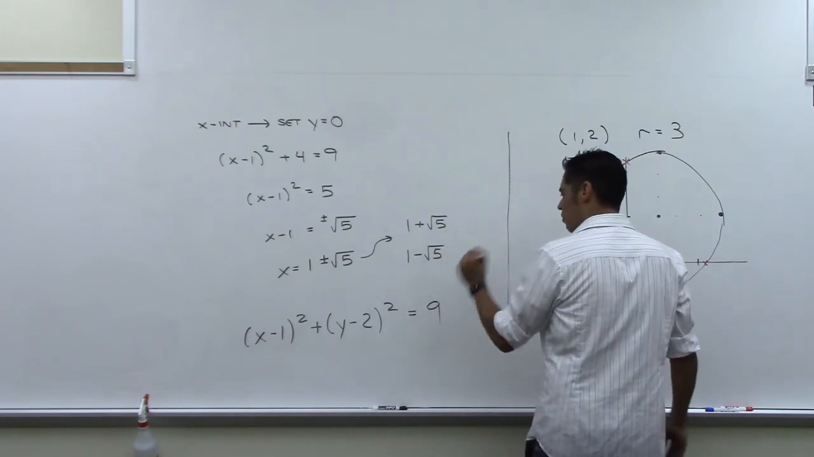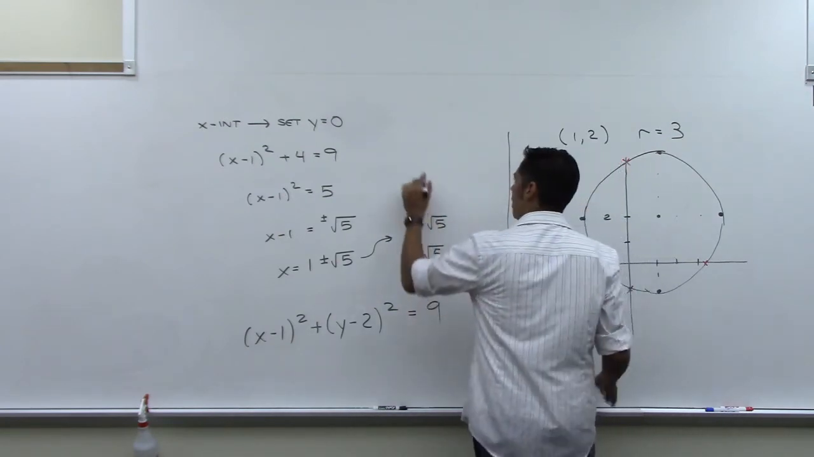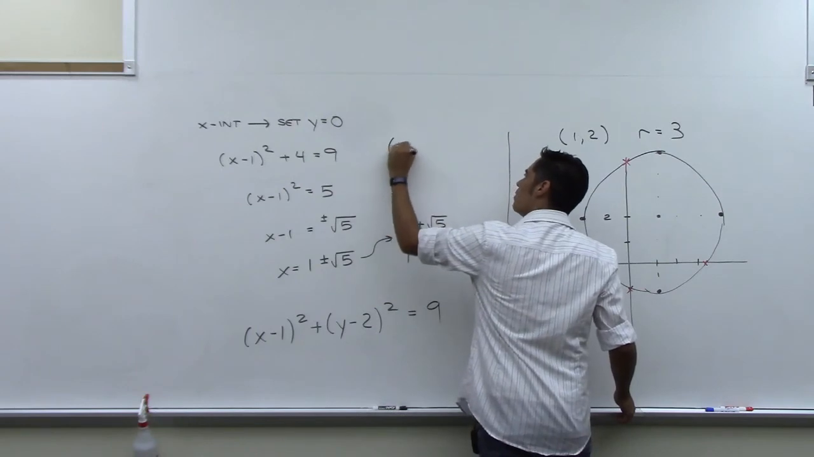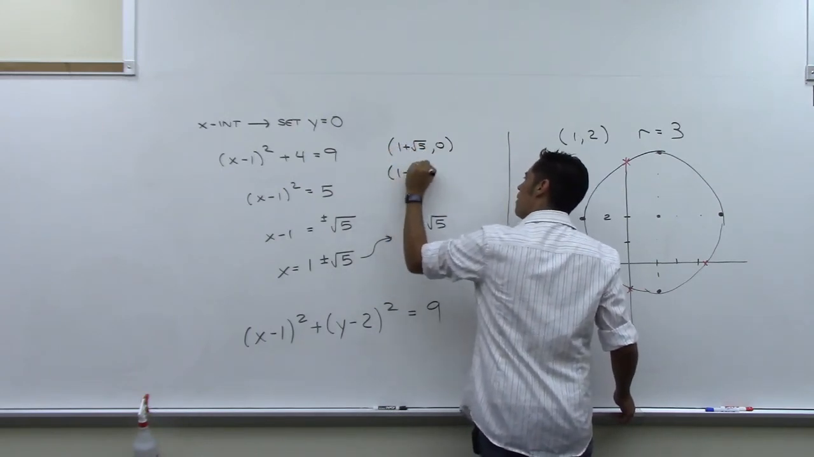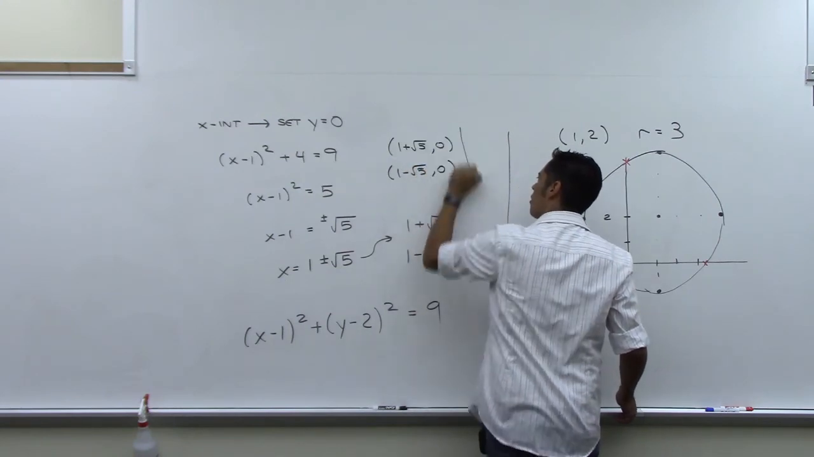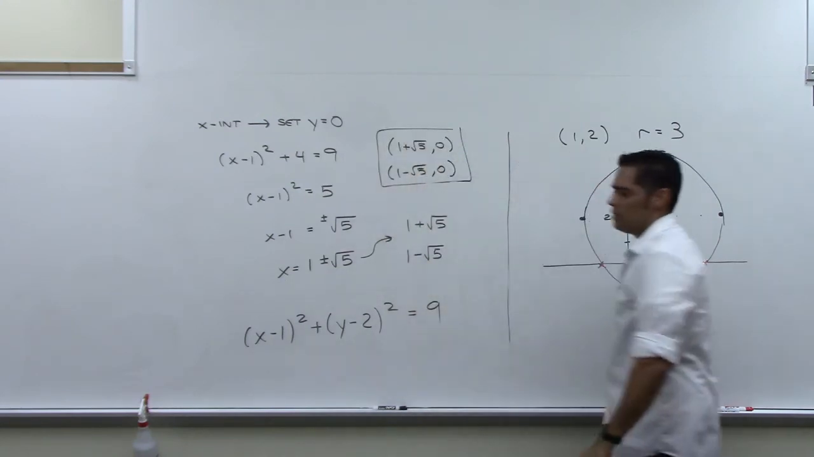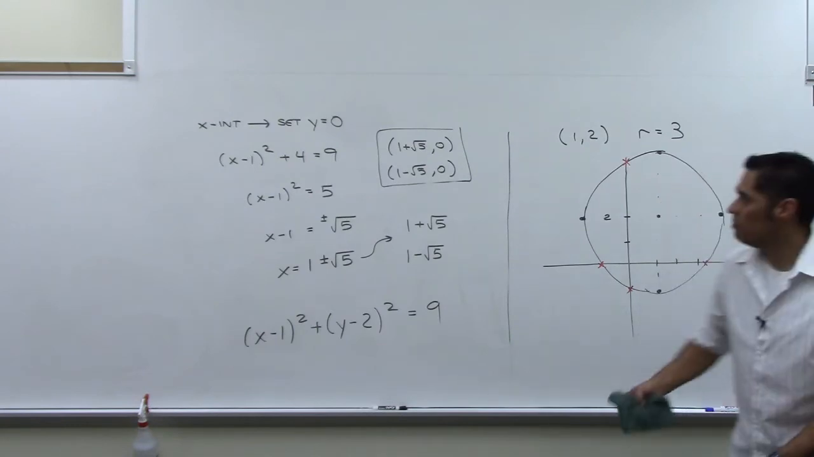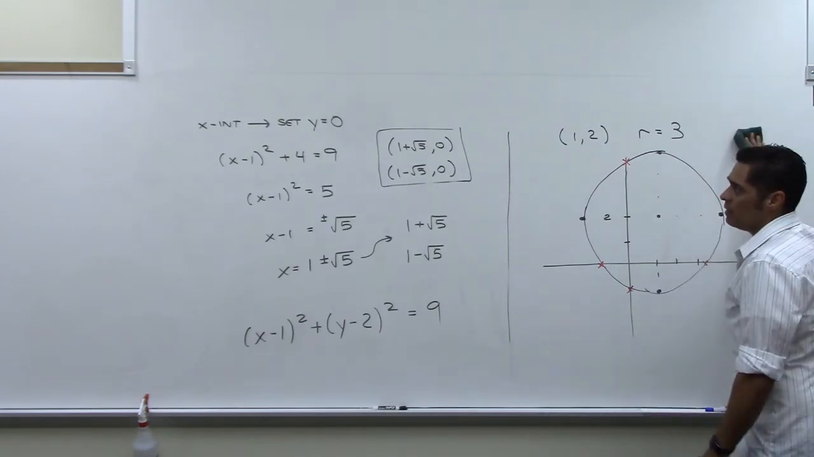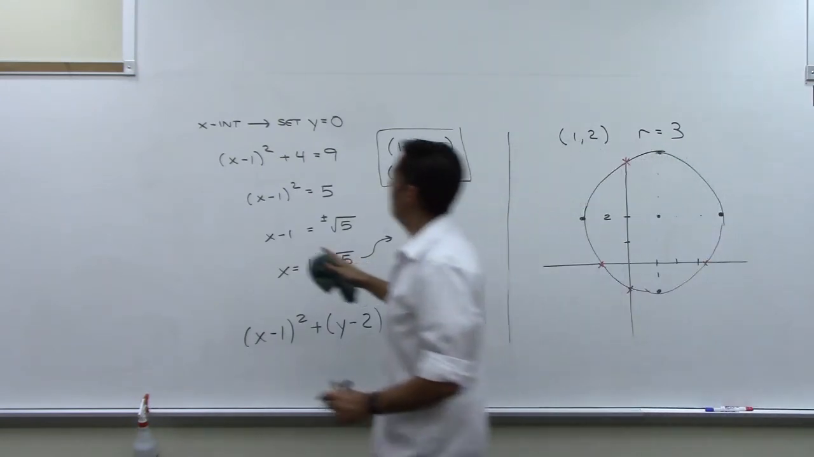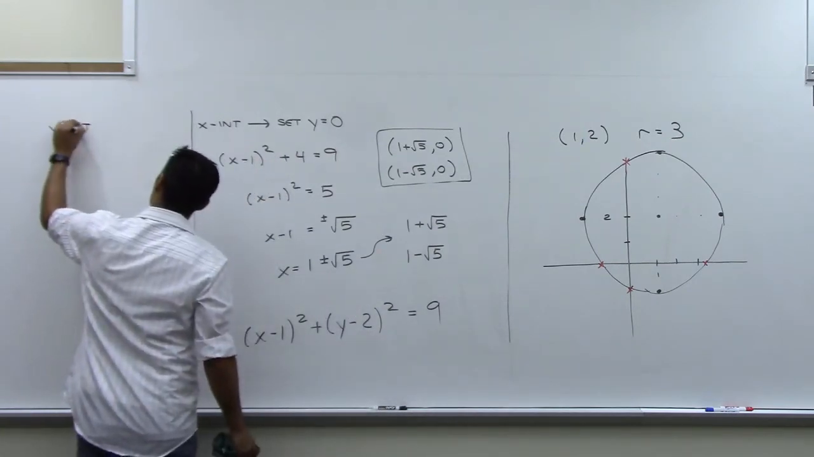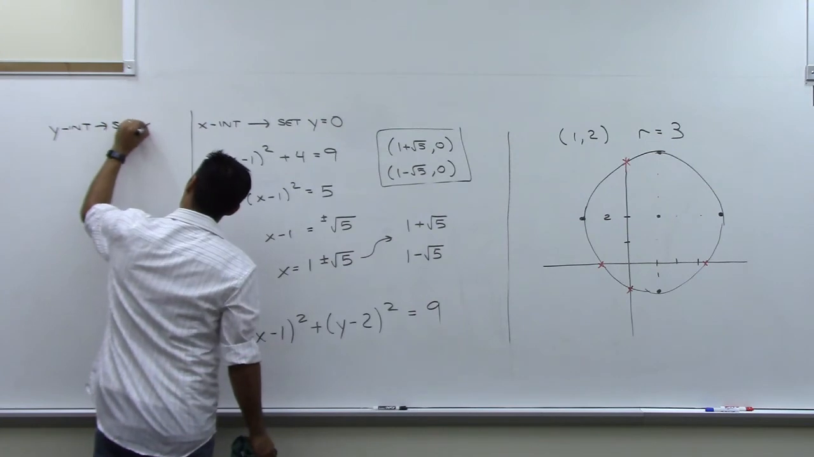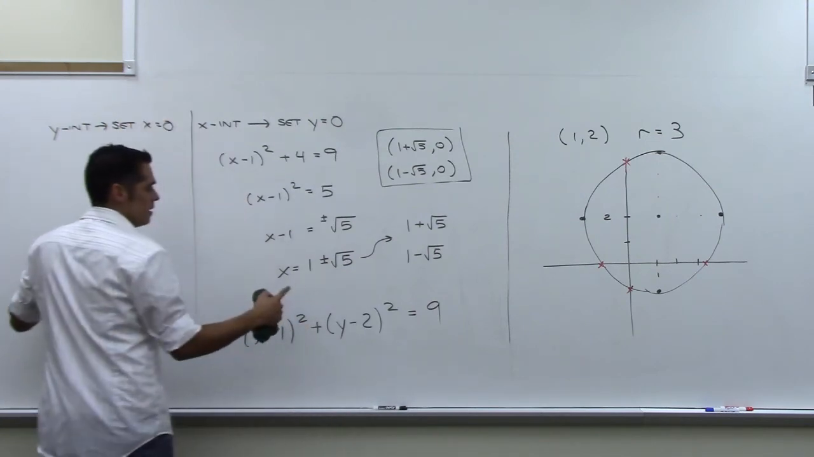And to write them correctly, since they're x-intercepts, we should put 1 plus root 5, comma 0, and then 1 minus root 5, comma 0. Those are our x-intercepts. To find the y-intercepts, we do kind of the reverse. We're going to set x to 0. I'm going to do it over here. For the y-intercepts, set x to 0 in the equation right here.